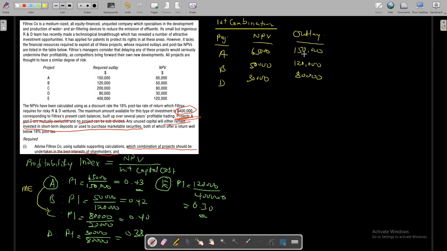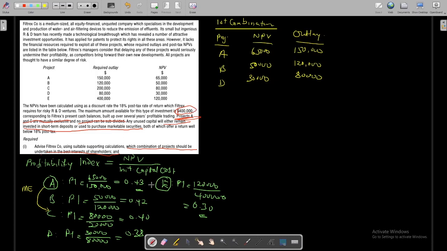Now when we add 150 plus 120, we get 270 plus 80,000, which is 350,000. Now 350,000 is way below the 400,000 which is available. Therefore we still have 50,000 to invest, because 350,000 plus 50,000 give us 400,000. So we still have 50,000 to invest.